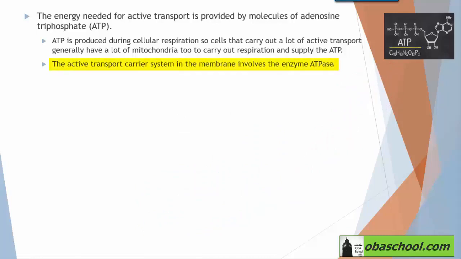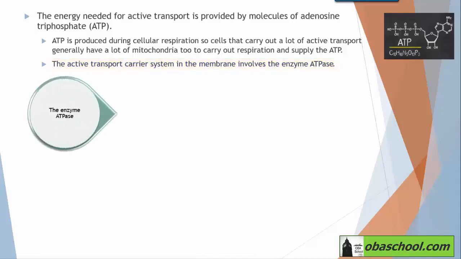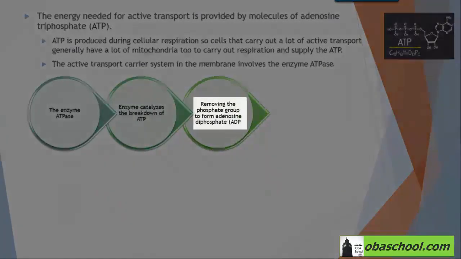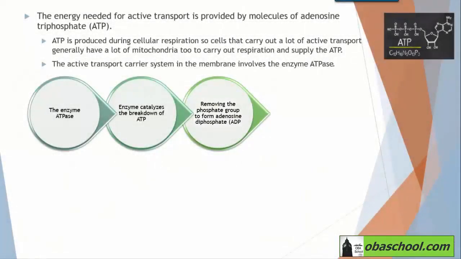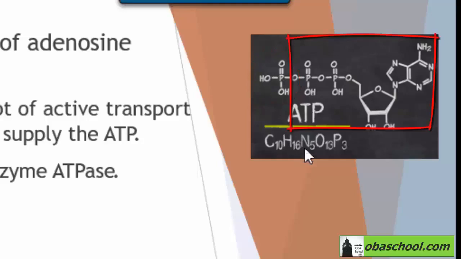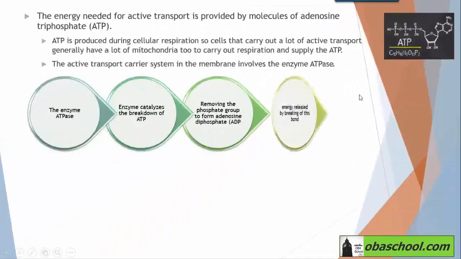The active transport carrier system in the membrane involves the enzyme ATPase. So the enzyme ATPase is involved in this process. It catalyzes the breakdown of ATP, and this removes the phosphate group from the ATP. You remove one phosphate out of the 3 phosphates, so it becomes ADP because it has 2 phosphates, adenosine diphosphate.